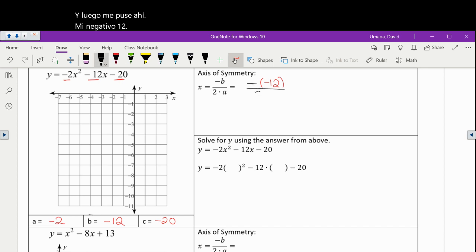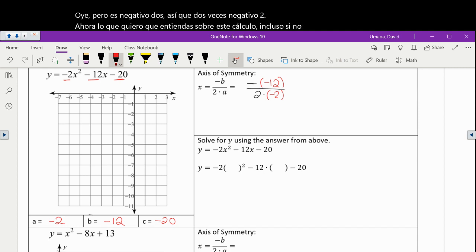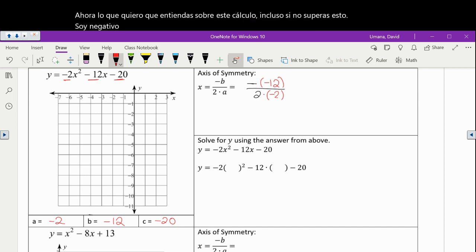All over 2 times A, but A is -2. So 2 times -2. Now, the thing I want you to understand about this calculation, even if you don't get past this: a negative next to parentheses with a negative is negative times a negative. So what do we know about that automatically? So then this automatically turns into a +12.